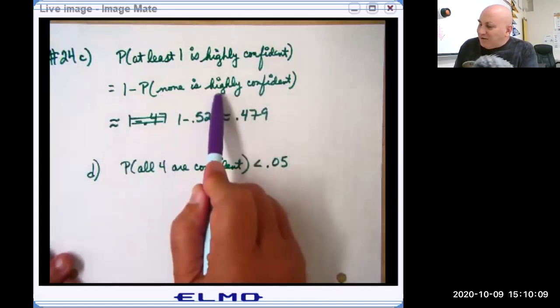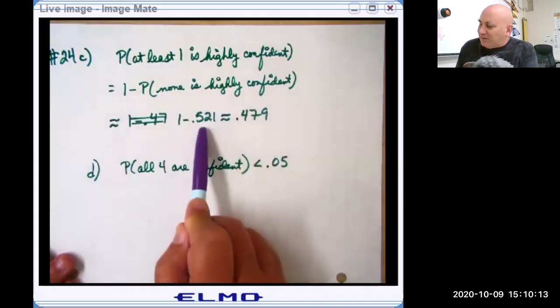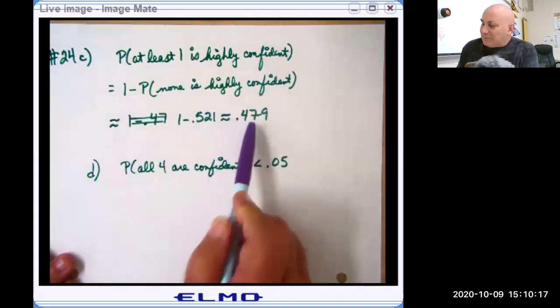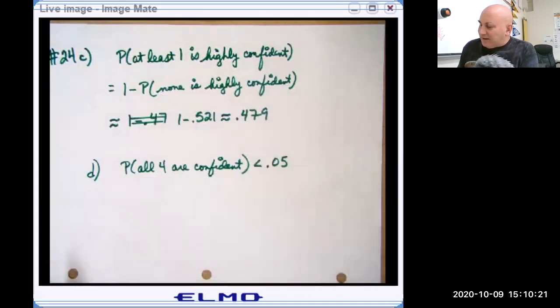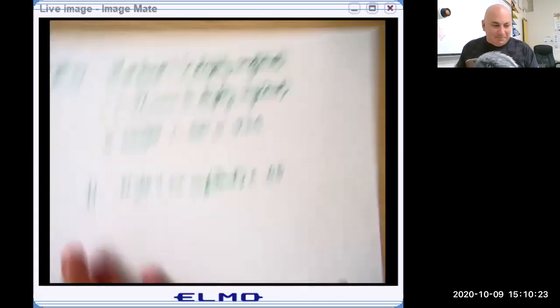So we've already calculated in the last part that the probability that none of them is highly confident is this number. And then the probability that all 4 are highly confident, we've already done that.